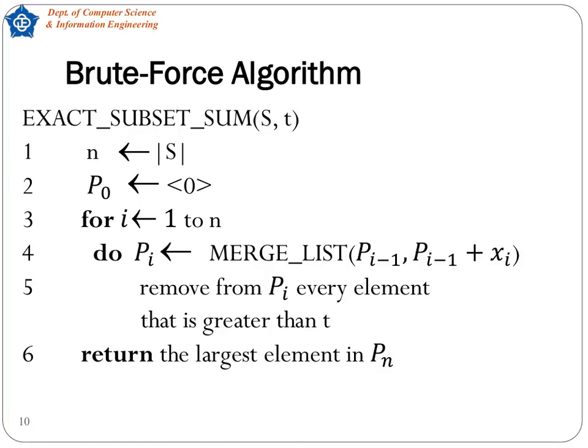At each iteration, we form P_i by merging the existing sums in P_{i-1} with those same sums each increased by x, then immediately discard any sums exceeding our target t. After processing all n elements, line 6 returns the largest sum in P_n that doesn't surpass t. It's a brute force procedure, but it guarantees an exact solution by exploring every possible subset sum.